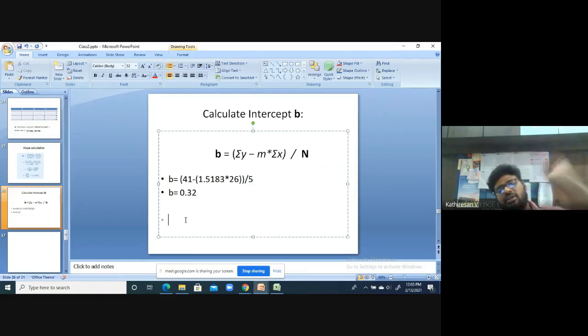Okay, so it will not make very big changes in the linear regression result. You no need to worry about that. Okay, so this is the value. Now you are having the value.